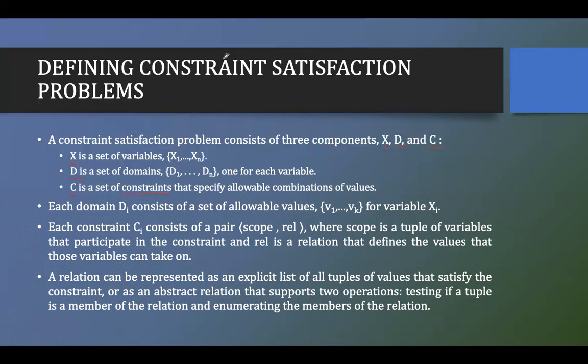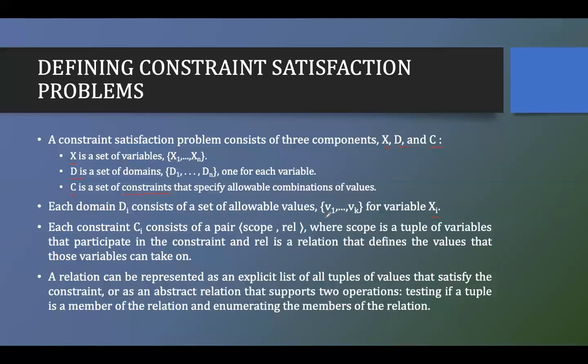Now, if you see this, you can understand very well. Each domain Di, if we have a domain Di, it consists of a set of allowable values v1 to vk for variable xi. So in each domain, we have some values which are allowable. Let's say if I'm talking about x and y as variables, x is taking all the values which are even, and y will take all the values which are odd.